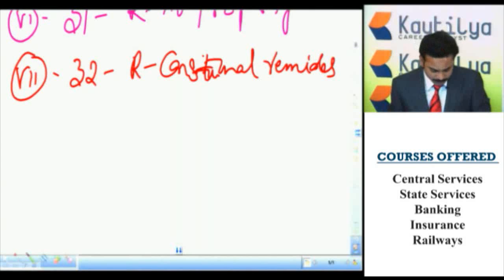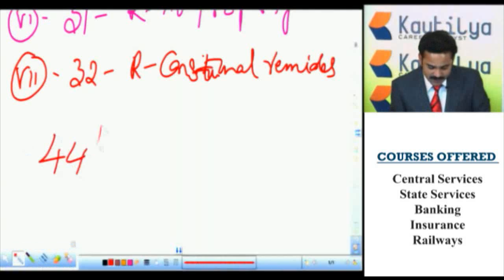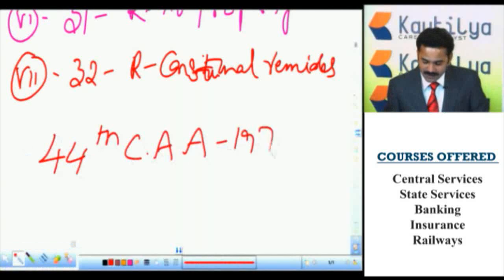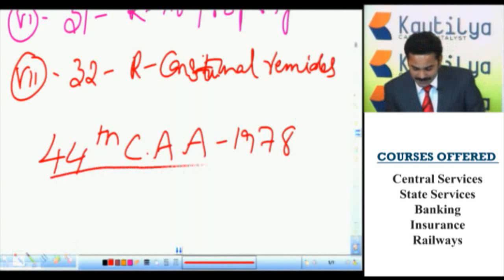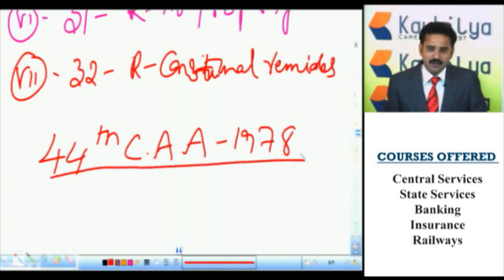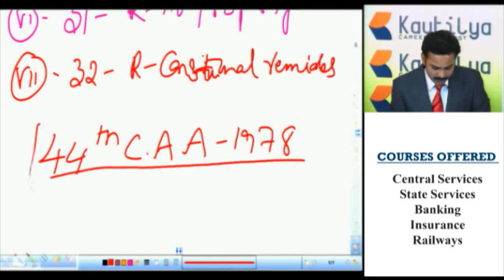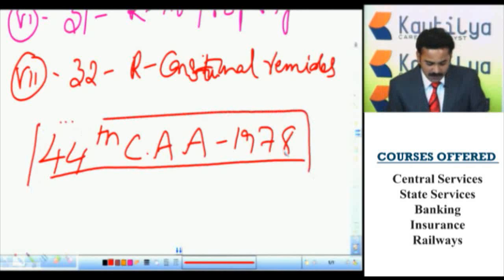Why? Because by the 44th Constitutional Amendment Act 1978, enacted by the Janata government under the leadership of Morarji Desai, the right to property was eliminated from the list of the fundamental rights. As of now, today we have only 6 fundamental rights. This is one of the important points we need to remember from the examination point of view. Right to property was deleted by which one of the following Amendment Acts?